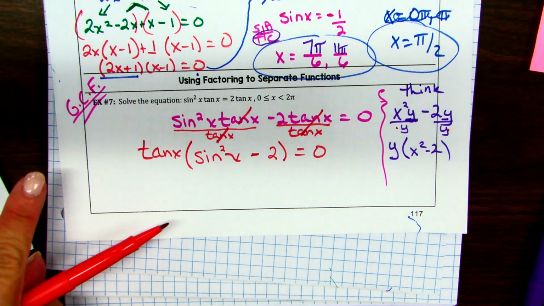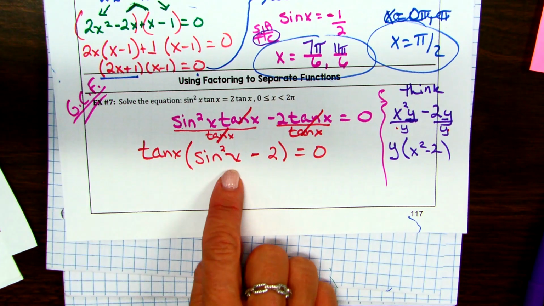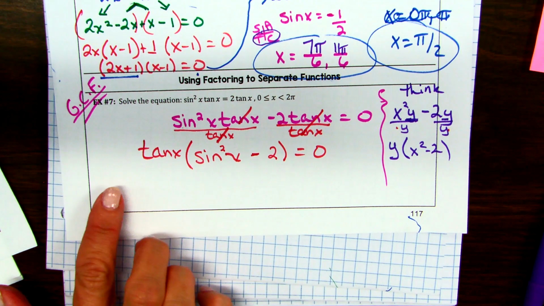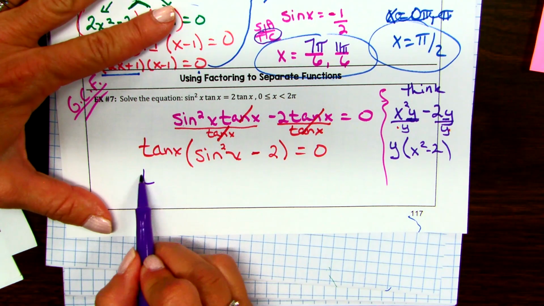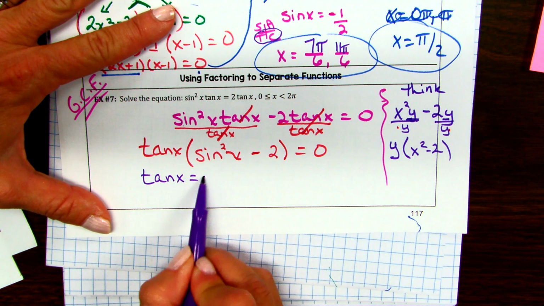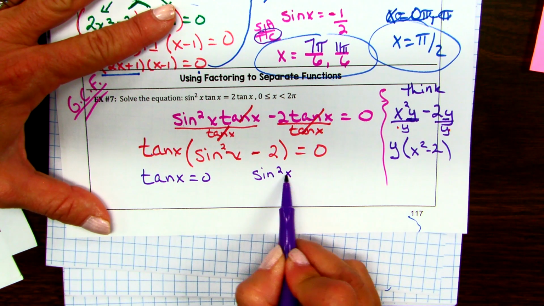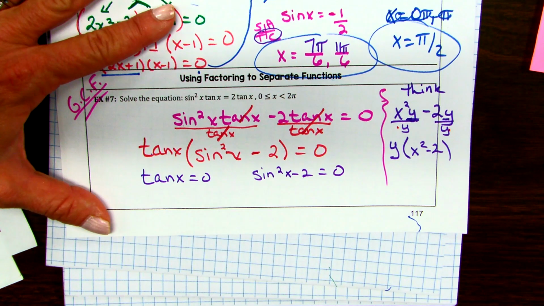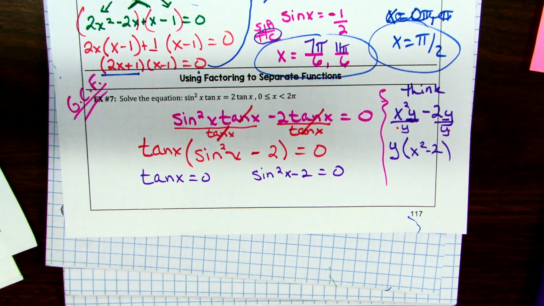So on these GCF problems, which are the mixed ones, get everybody on one side together, factor out what they have in common, and now you've been able to separate. We have tan x as one factor and sine squared x minus 2 as another, and we just set them each equal to 0 separately. Tan x equals 0, sine squared x minus 2 equals 0. This one's already got tan x isolated, good to go.